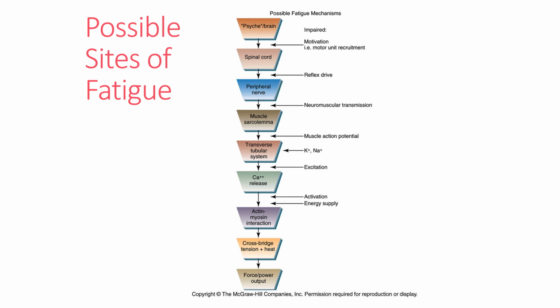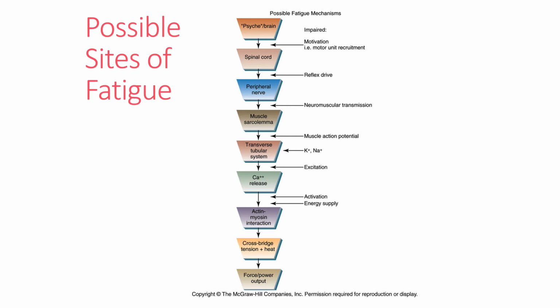So the ability of actin and myosin to bind with each other and therefore generate force, which leads us into cross-bridge tension and our ability to do that. And certainly heat, force, and power output. So again, if you can think about the steps involved with muscle contraction, basically every step along the way, there's possibility for failure, and so therefore for fatigue and for that to be a limiting factor.